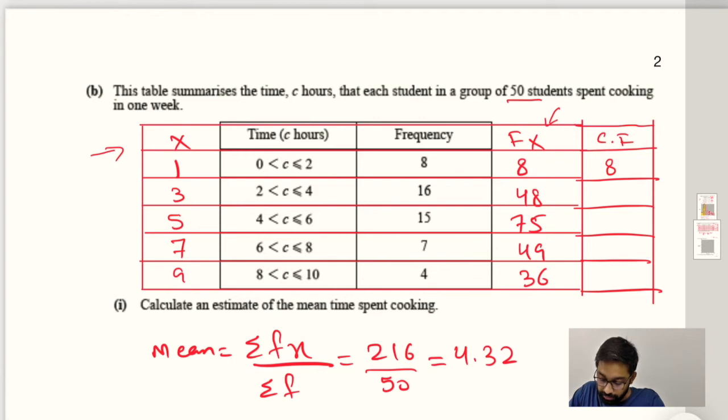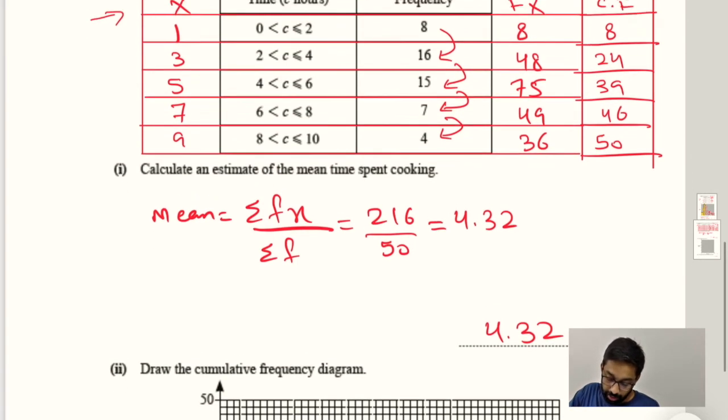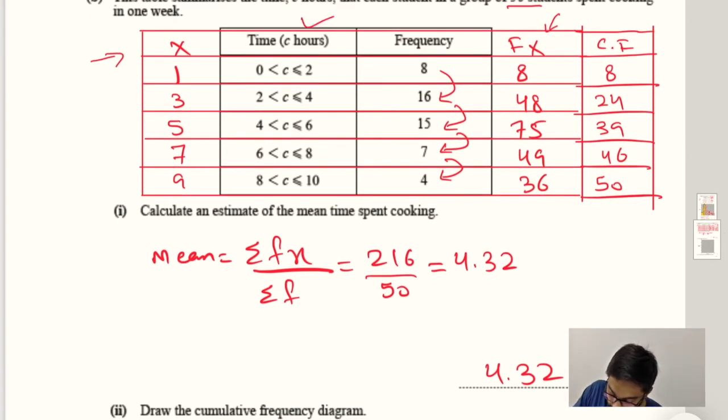So 8 is the first one. Second one is going to be 8 plus 16, which gives you 24. Then 24 plus 15, that gives you 39. Then 39 plus 7 gives you 46. And then 46 plus 4 gives you 50. Excellent. Now, we draw the cumulative frequency curve by using the last values like 2, 4, 6, 8 and 10 on the x-axis, and we use these values on the y-axis.